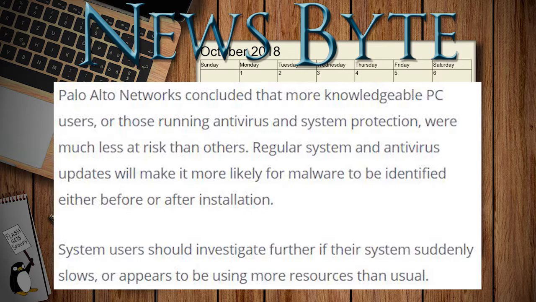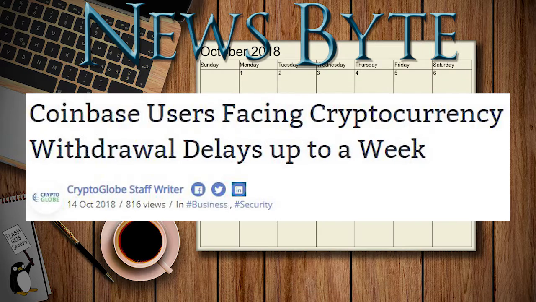And how to stop this before it even begins? Well, Palo Alto Networks says that users who are running antivirus and system protection software are much less at risk than other individuals. So just having a simple antivirus, something like Malwarebytes or maybe even McAfee if you're on a cocaine-fueled antivirus killing spree or something like that. Yeah, basically that makes you way less prone to this sort of stuff. So do your own research and remain safe out there, guys. If you notice your computer slowing down suddenly, that may tip you off.